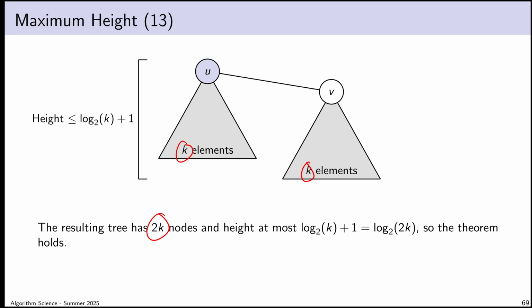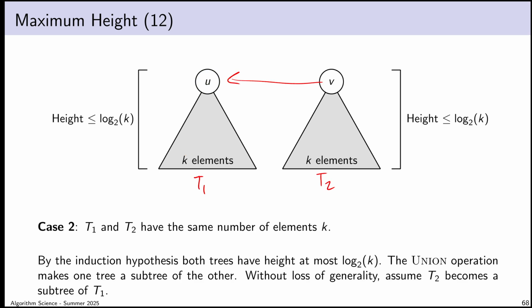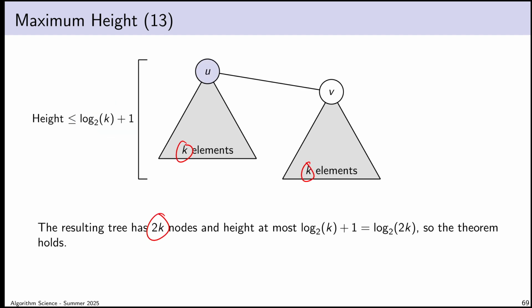And the height of the tree, well, let's think about this. We know by the induction hypothesis that both trees going in had k elements, so they had height at most log base 2 of k. Once I make T2 a subtree of T1, the height of T2 by itself is at most log base 2 of k. So once I attach it below the root of T1, the total height will be log base 2 of k, all plus 1 at most.